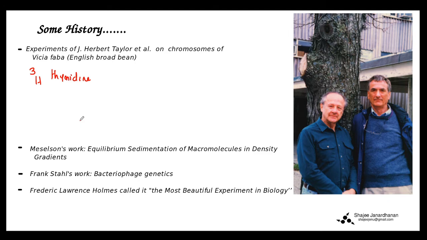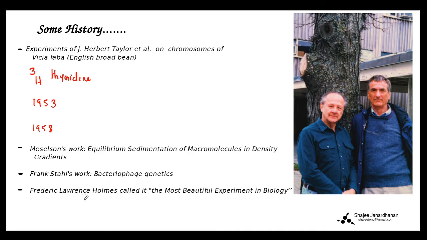Then came the Meselson work. So this actually demonstrated that replication in the eukaryotic chromosome is basically a semi-conservative one. It was earlier demonstrated. This experiment was done in 1953. In the same year, Watson and Crick proposed their double helix model for DNA. Five years later, in 1958, the famous Meselson and Stahl experiment was conducted.